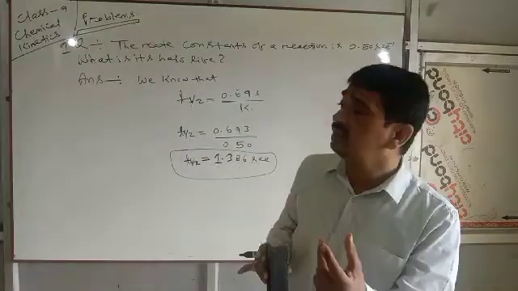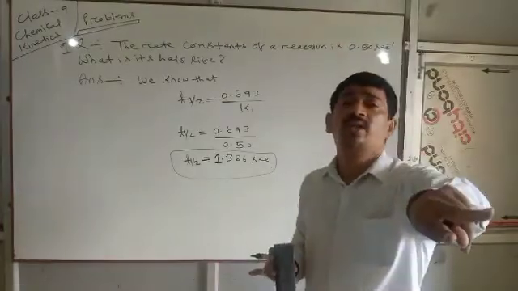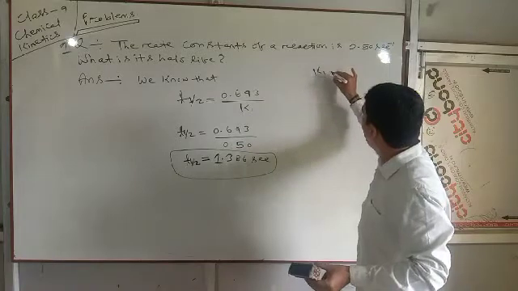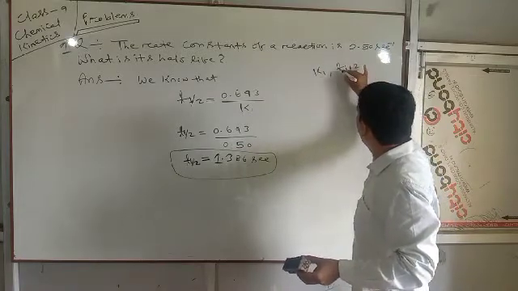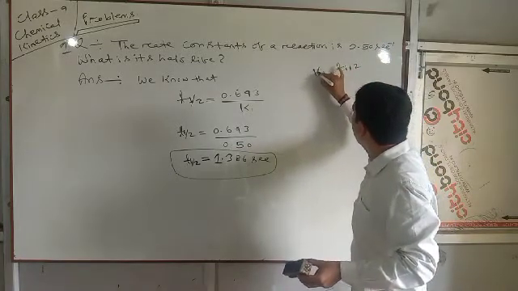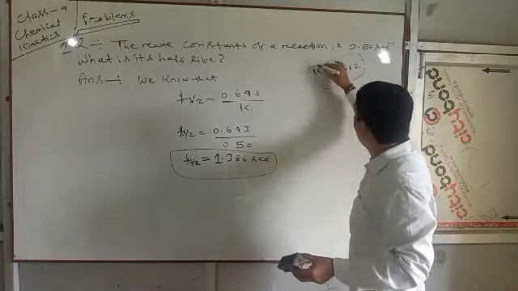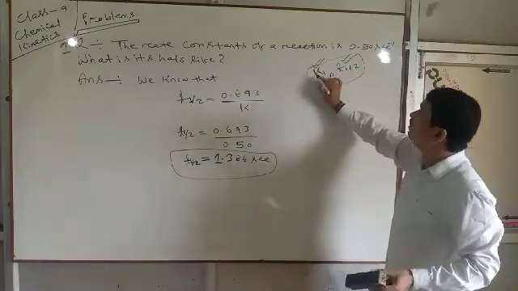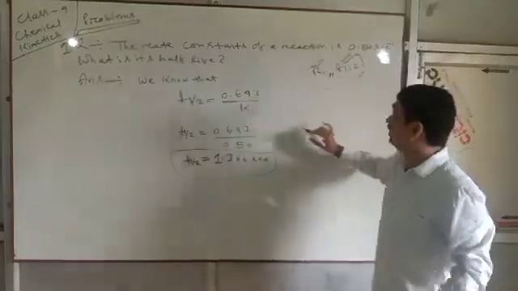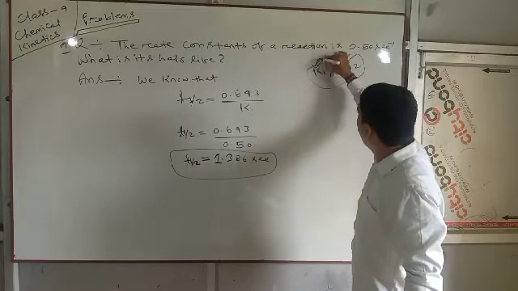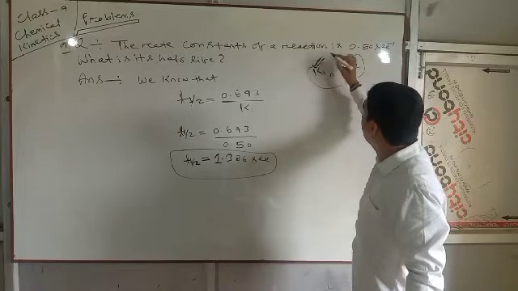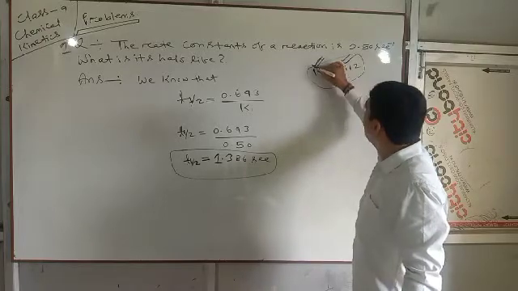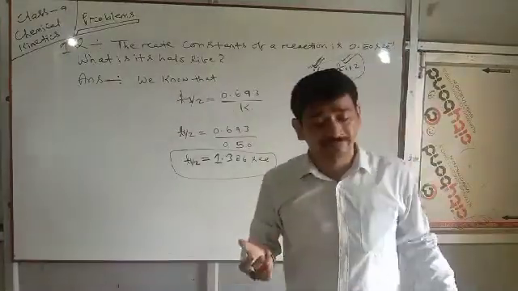In this pattern of question, he will generally put two patterns. He will give the rate constant k1 or t half. If k1 is given, you have to calculate t half, or if t half is given, you have to calculate k1. Two things.